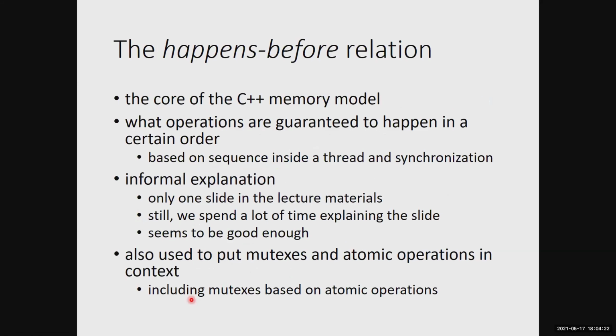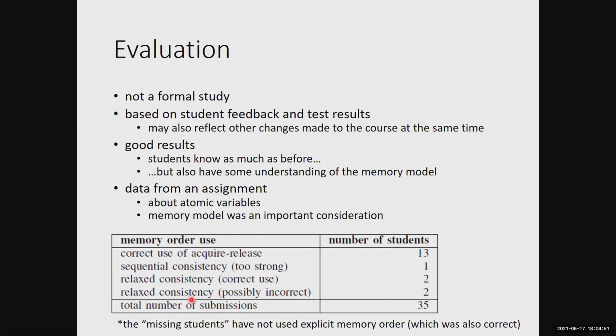Then we also go to the happens-before relation, which is the core of the C++ memory model when you really get into the formal background. So what operations are guaranteed in what order, but we just explain this informally. There's just one slide that I spend something like 15-20 minutes explaining, of how this relation is defined and how it actually defines the memory model, so how it defines the visibility of the operations. And surprisingly, the students seem to actually be able to understand most of it.